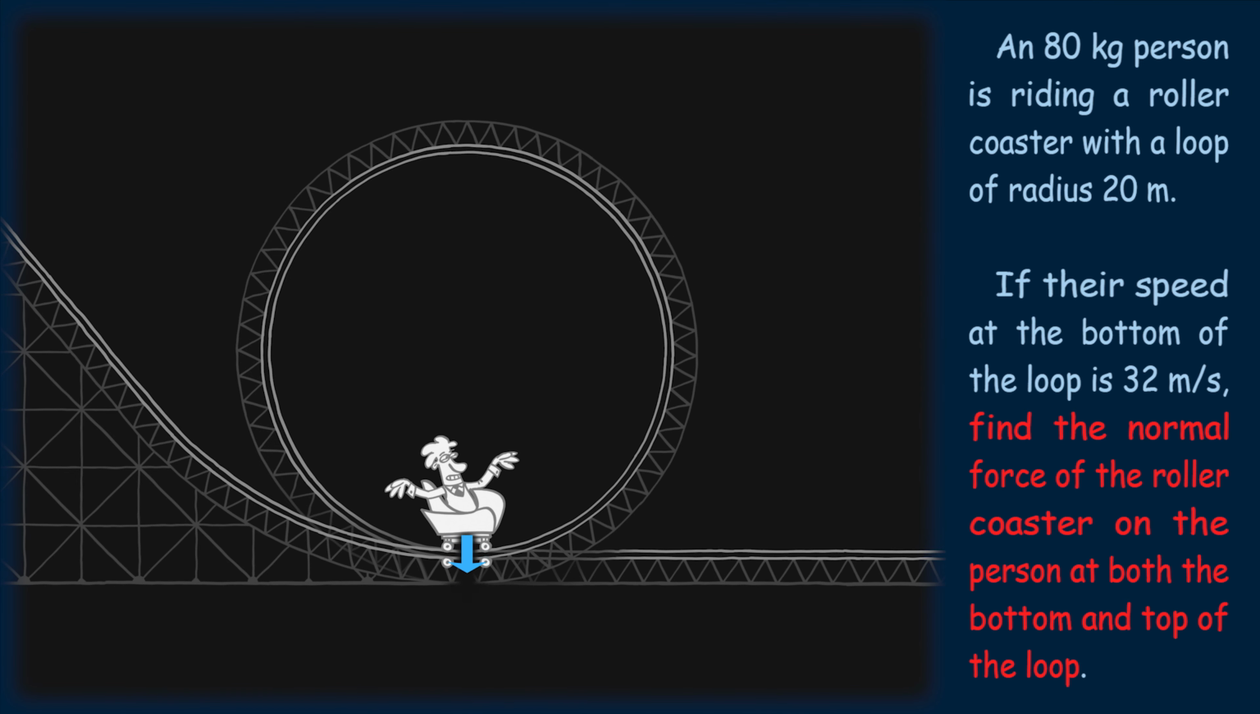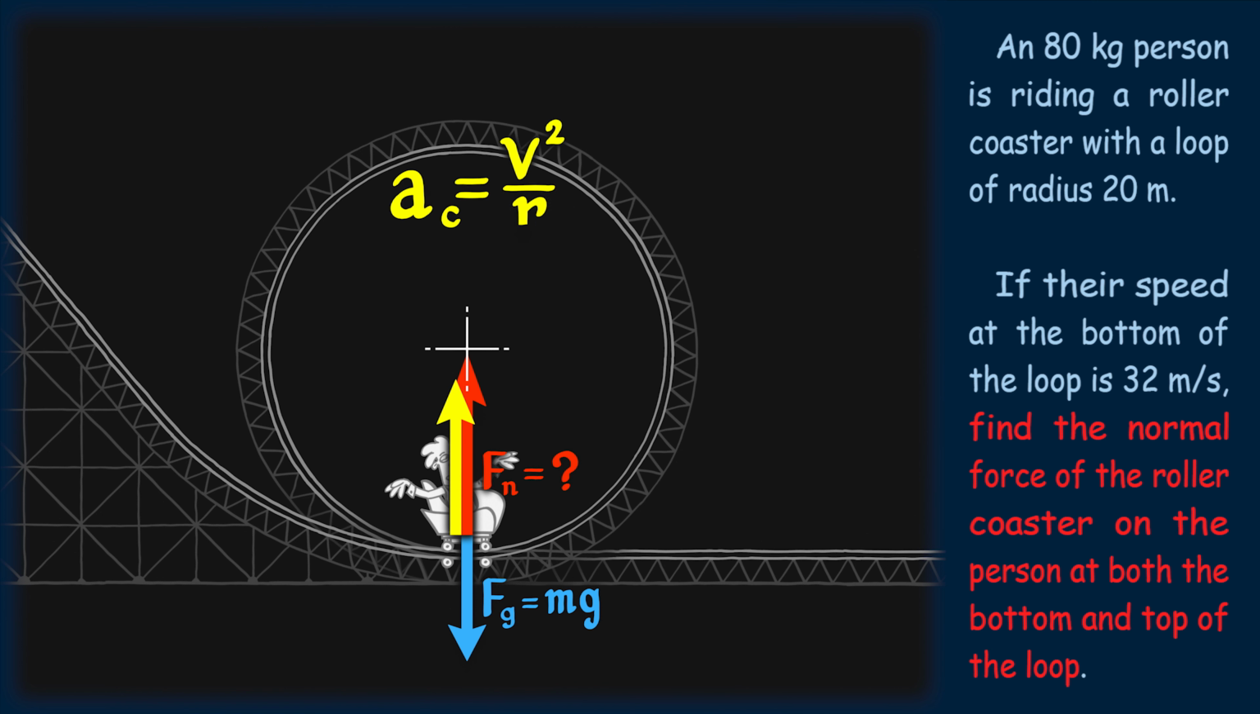So in our roller coaster problem, we're going to start at the bottom by drawing a force diagram. Here we have the force of gravity pointing down, and the normal force from the track pointing up. The next step is to draw the direction of the acceleration, which, since it points towards the center of the circle, is directly up, and will have a value of v squared over r, where v is our 32 meters per second at the bottom.